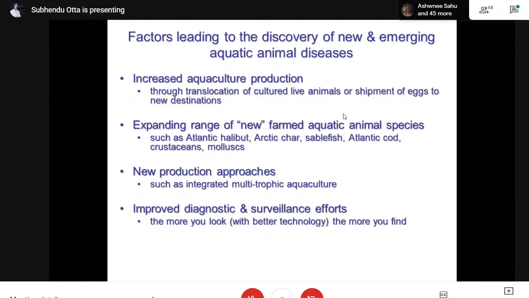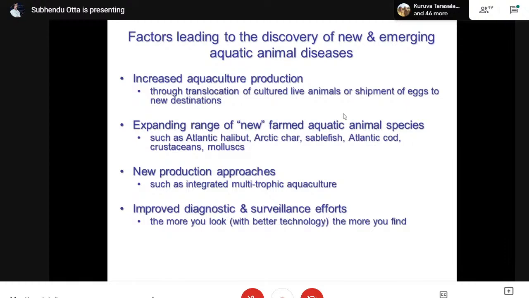Second thing, when you are planning to go for a higher production, definitely you have to increase the diversity. We have to search for new species, how you can culture them, and which have a very fast growth rate. So to get better production, whether it's finfish or crustaceans or molluscs, we find new species to introduce into the system. In that way also, we are able to increase the disease chance.